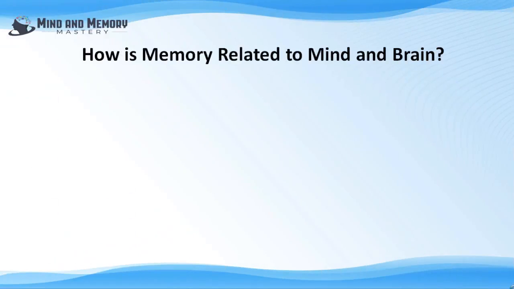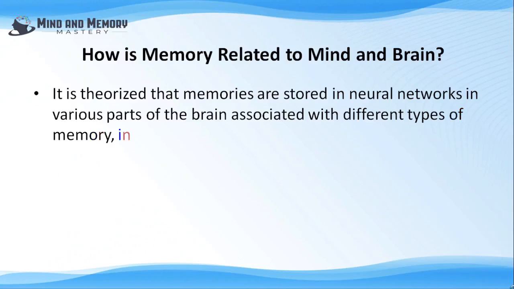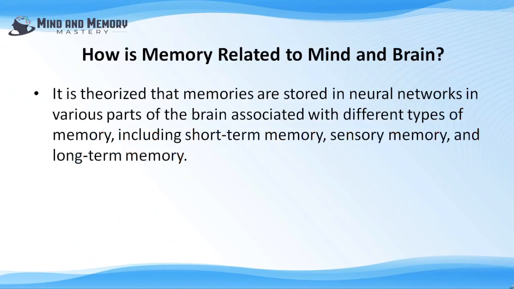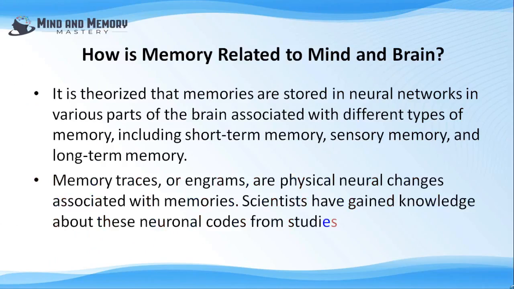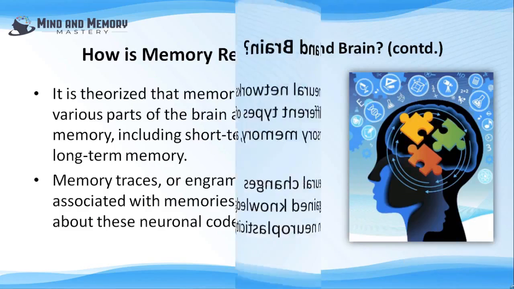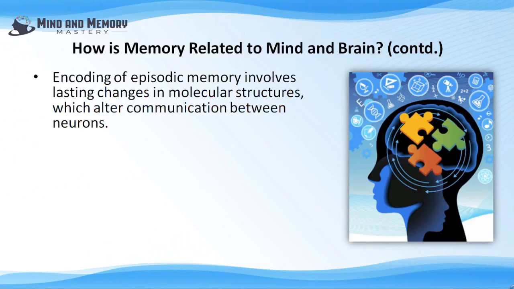How is memory related to mind and brain? It is theorized that memories are stored in neural networks in various parts of the brain associated with different types of memory, including short-term memory, sensory memory, and long-term memory. Memory traces, or engrams, are physical neural changes associated with memories. Scientists have gained knowledge about these neural codes from studies on neuroplasticity. Encoding of episodic memory involves lasting changes in molecular structures, which alter communication between neurons.